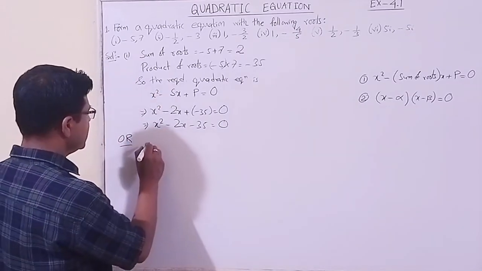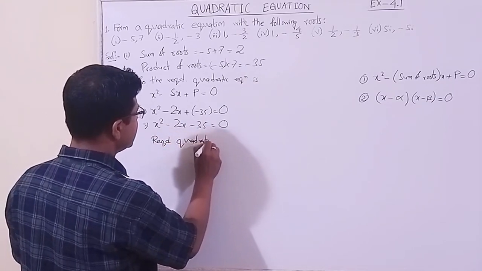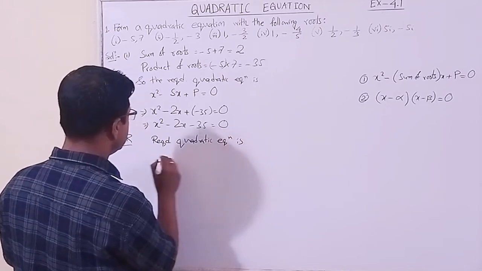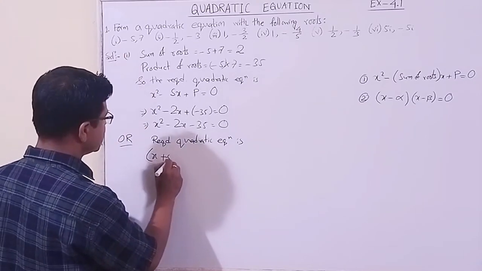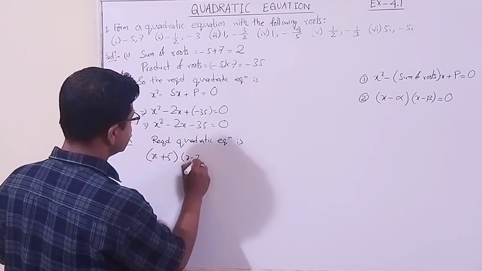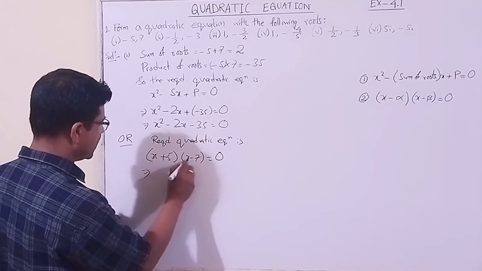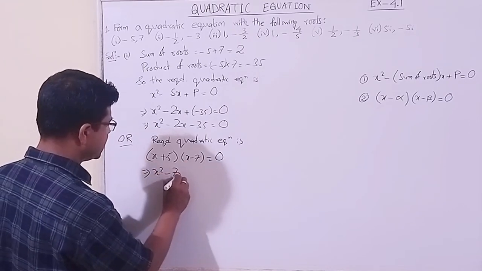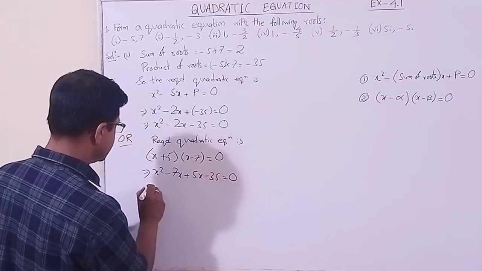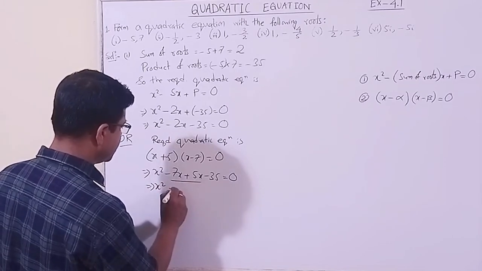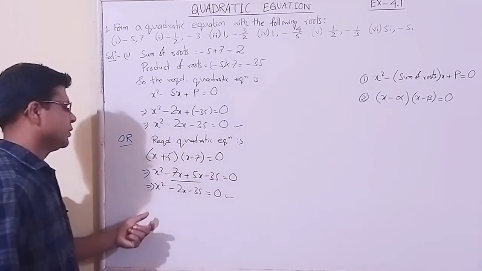Directly you can write the required quadratic equation like this: (x minus -5) into (x minus 7) is equal to 0, that is (x plus 5)(x minus 7) equal to 0. This is another form. Now you multiply. x into this, x square minus 7x, then with 5 we multiply, 5x minus 35 is equal to 0. So it is x square minus 2x minus 35 is equal to 0. Now you can check these two quadratic equations are the same.